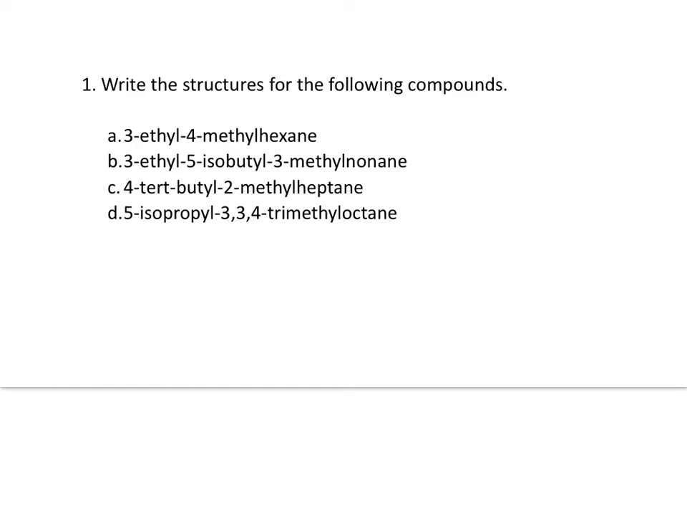Okay, for this structure, we need to draw the hexane. And hexane has 6 carbons, so 1, 2, 3, 4, 5, 6. And then on the third carbon, we have ethyl. On the 4, we have methyl. Okay, the next one, no name.